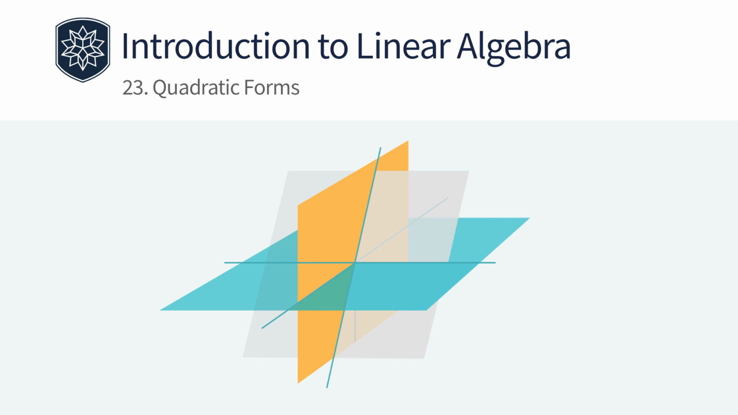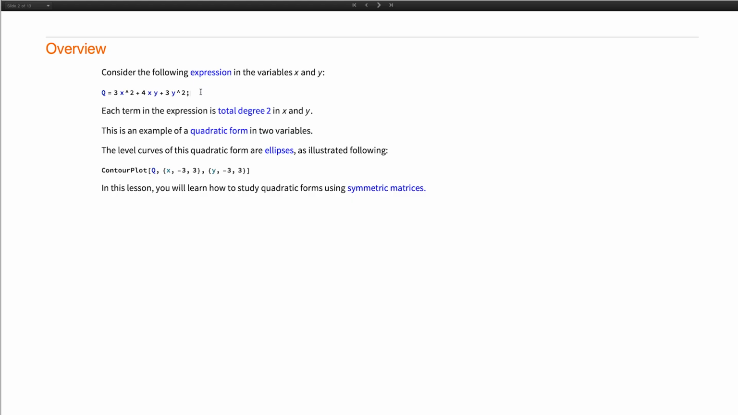Hello, the topic for this lesson is quadratic forms. So let's begin with a brief overview of the lesson. Let's say you have this expression over here, q, which is given in terms of two variables x and y. Then you'll notice that each term over here has total degree 2 in x and y.